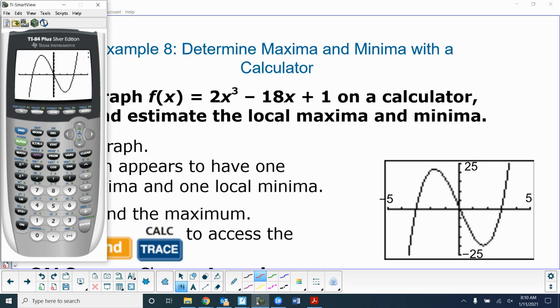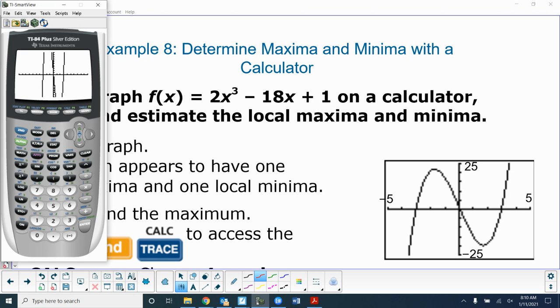Okay, that's how they got that to look like that. But you're not sure what that's going to be, right? So usually you'll just have it in the normal mode, which again is Zoom 6. All right, that's Zoom standard.